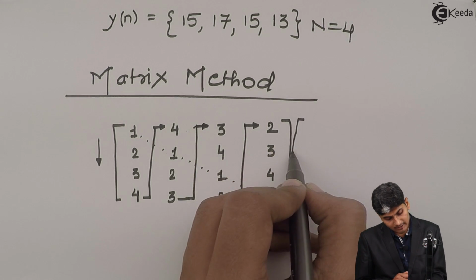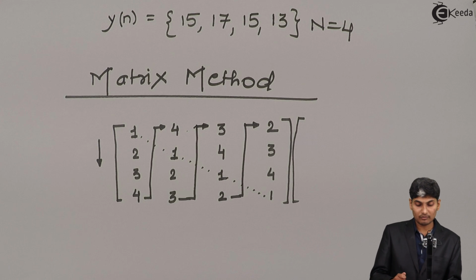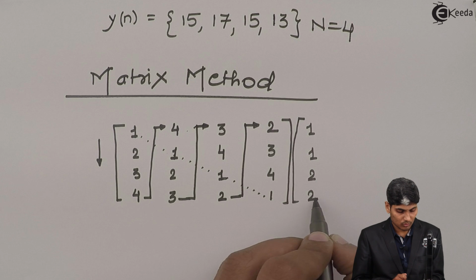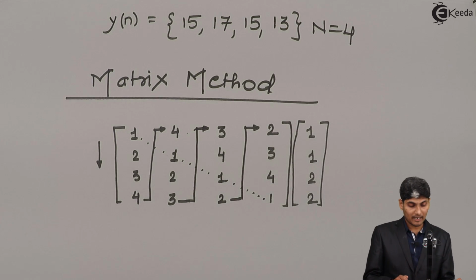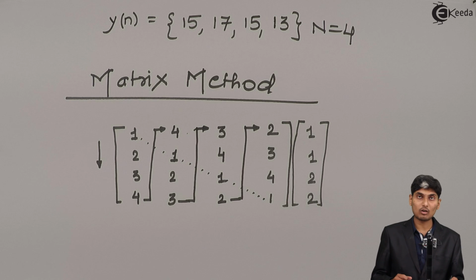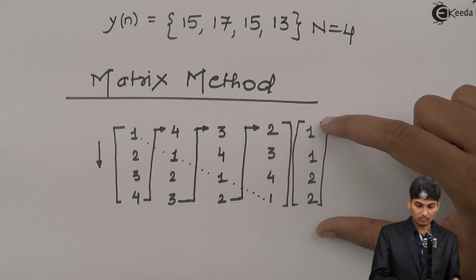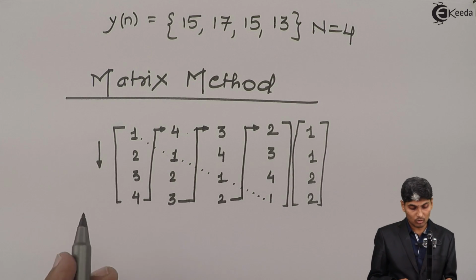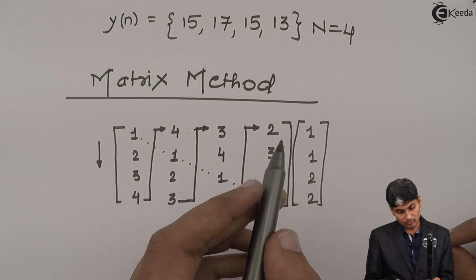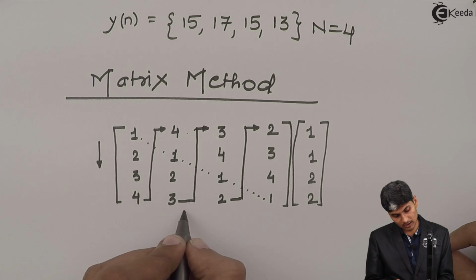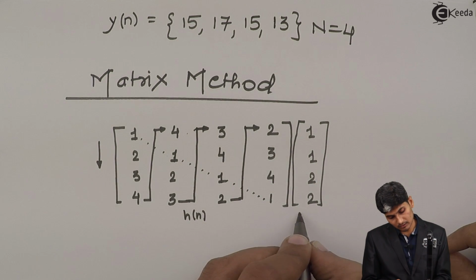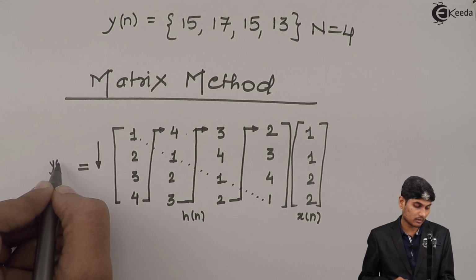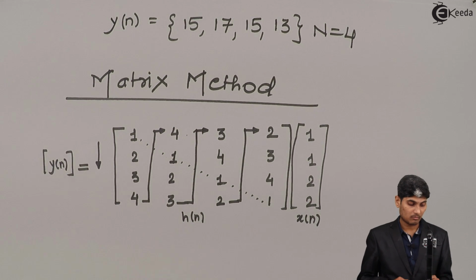Now you will multiply these samples with x of n, which is 1, 1, 2, 2. Now a matrix is multiplied by rows and columns. So this is a column and this is my row. So I will multiply this column with the row. It will be first row, first column, this is my h of n, this is my x of n, and the answer that I am going to get is y of n, which will be a matrix.